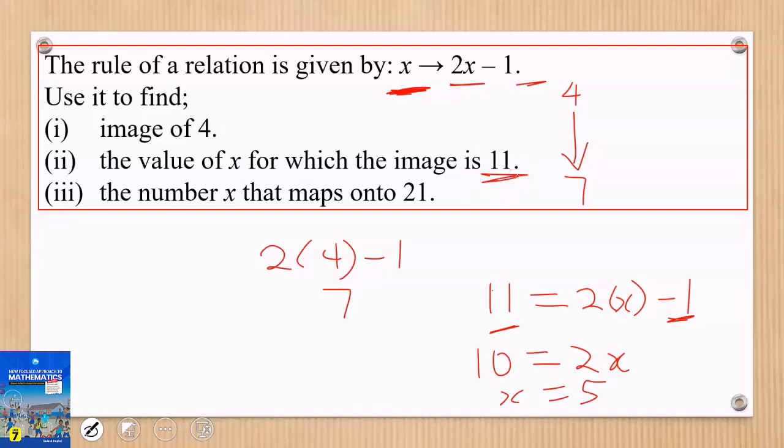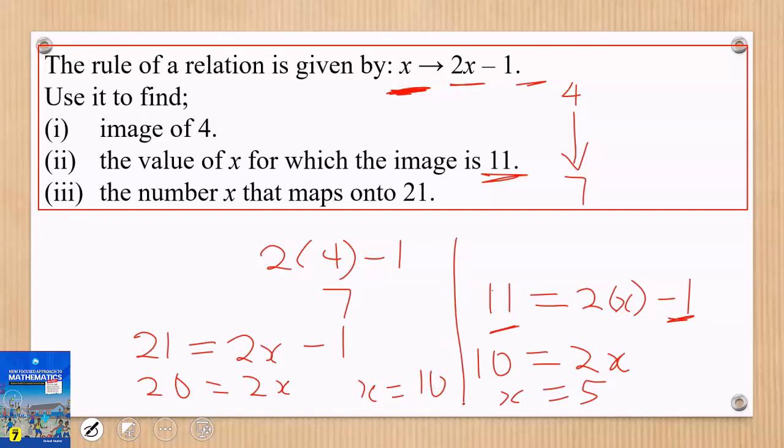Then they said the number x that maps onto 21. Again, here we have the image 21, and we want to find the x that maps onto that. So you add 1 to both sides, and you get 20 is equal to 2x. Dividing both sides by 2 will give us x is equal to 10. So once again, the value of x that will map onto 21 is 10.